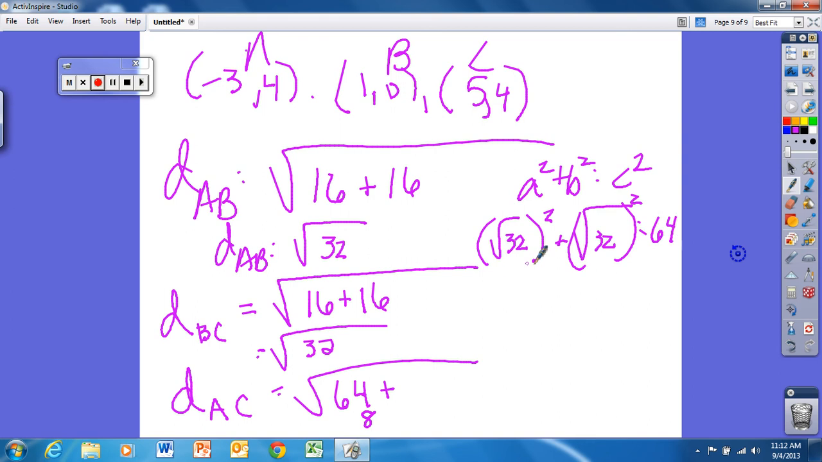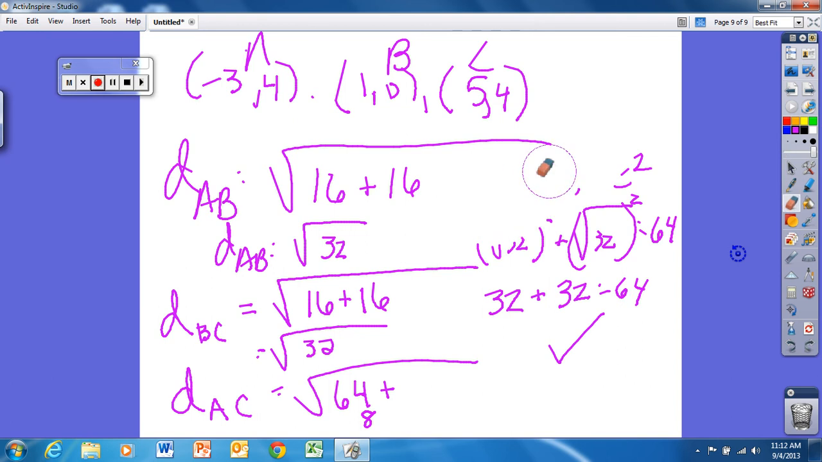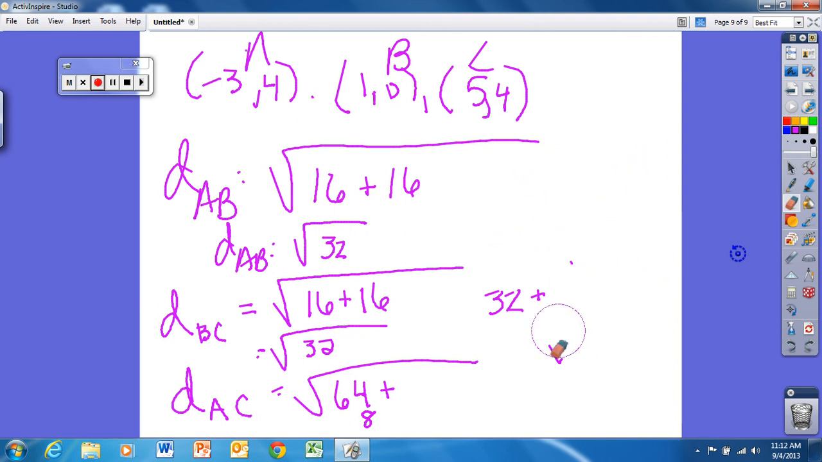Well, you can see that the square root of 32 squared is just 32. When you square a radical, you get what's inside. The square root of 32 squared is 32, and since that equals 64, we do know that this is a right triangle.